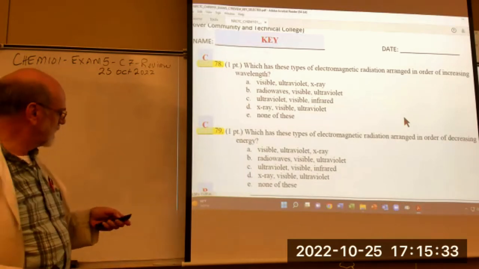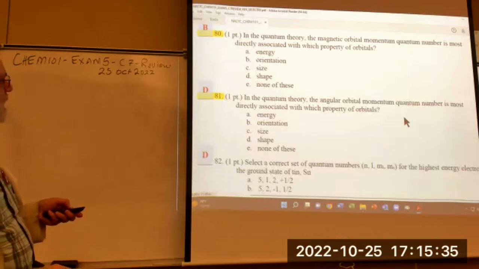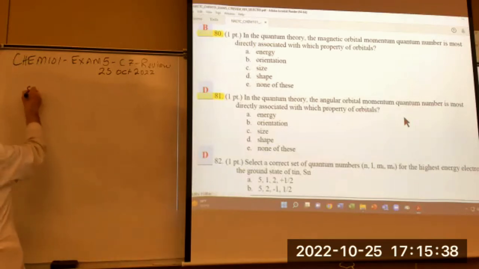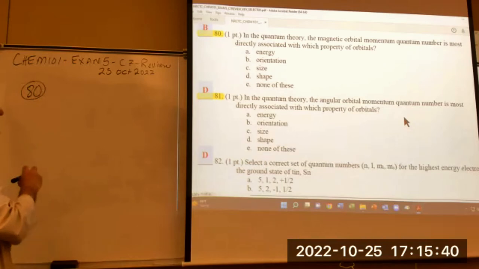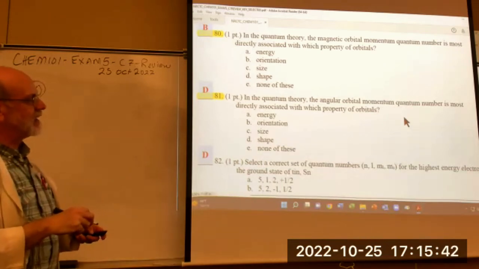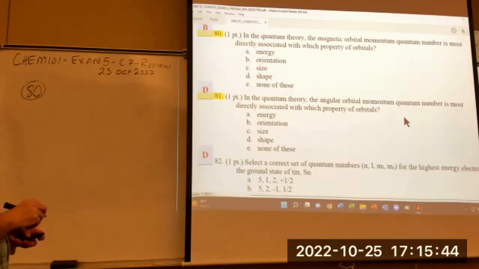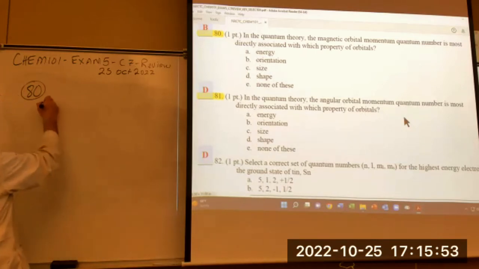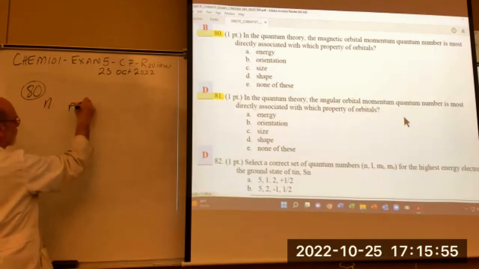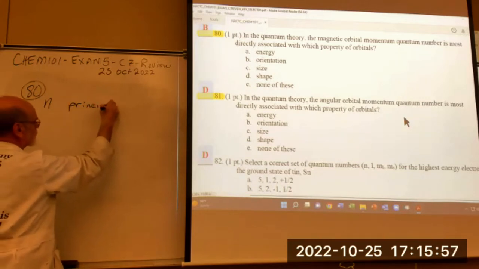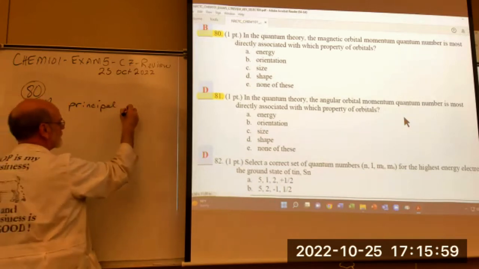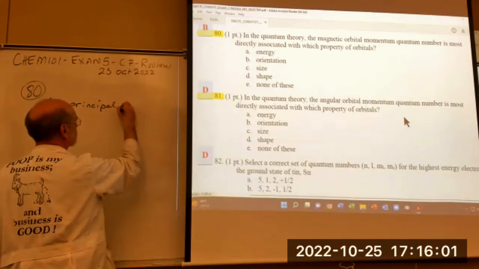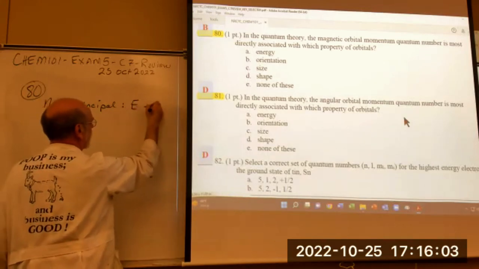Okay, the next one, 80. In the quantum theory, the magnetic orbital momentum quantum number is most directly associated with which property of orbitals? Okay, so we have n, the principal quantum number. And what is it associated with?